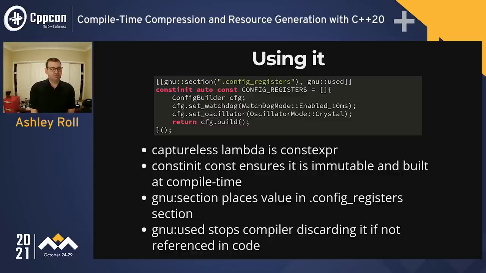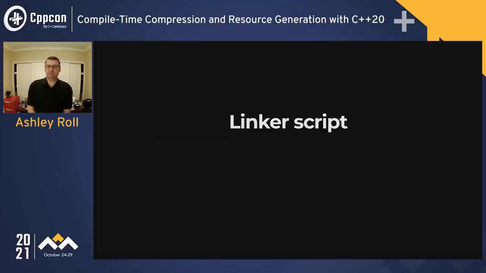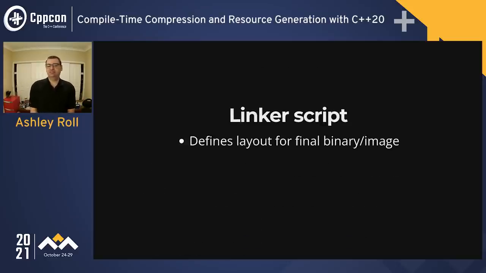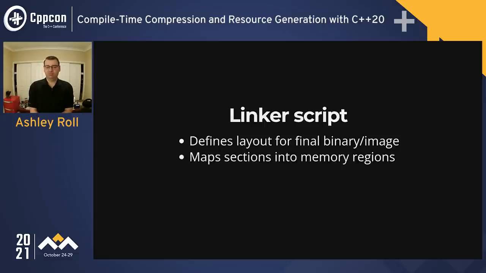So to make all this work, we have to tie it together with the linker script. A linker script defines a layout for the final binary image. It maps sections from our program. So when we compile code, it normally goes into a text segment, and that fills memory regions that deal with the program. We're going to create our own segments for certain things, and we're going to place them in memory. So we map sections into memory regions.